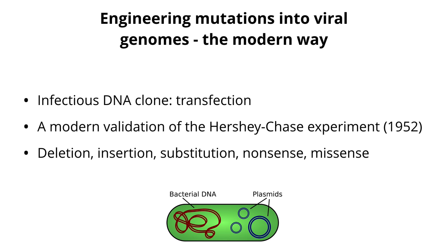And so we can take a DNA copy of any viral genome and put them in these plasmids and manipulate them. And so these DNAs we call infectious DNAs because we could take, for example, poliovirus RNA, make a DNA copy of it, put it in a plasmid. We put that plasmid into cells by a process called transfection, and out comes virus. So this is a modern validation of Hershey-Chase because we're again showing that the viral genome is the genetic material. And this way we can then alter the viral DNA. We can make deletion, insertion, substitution, nonsense, and missense mutations.